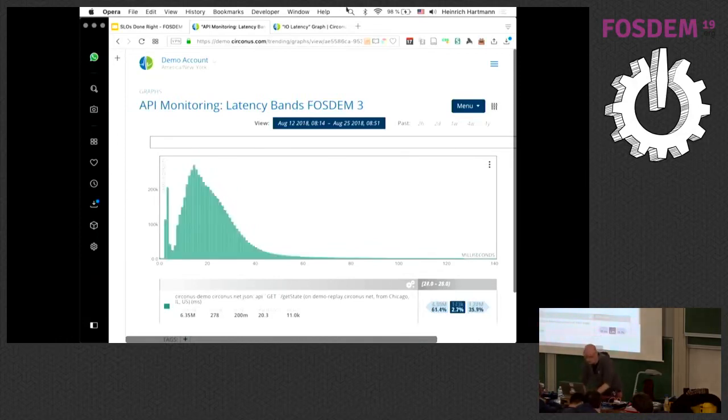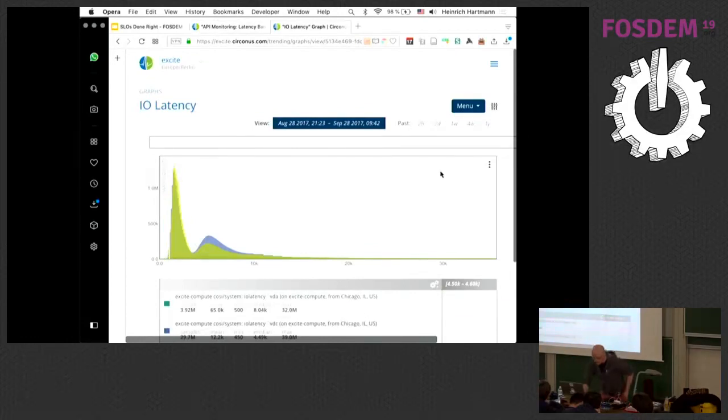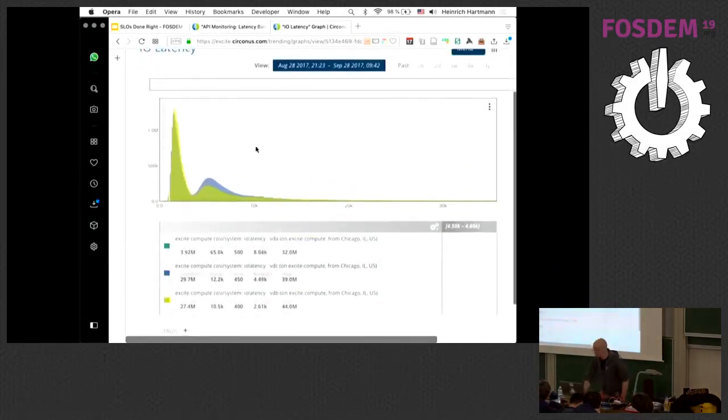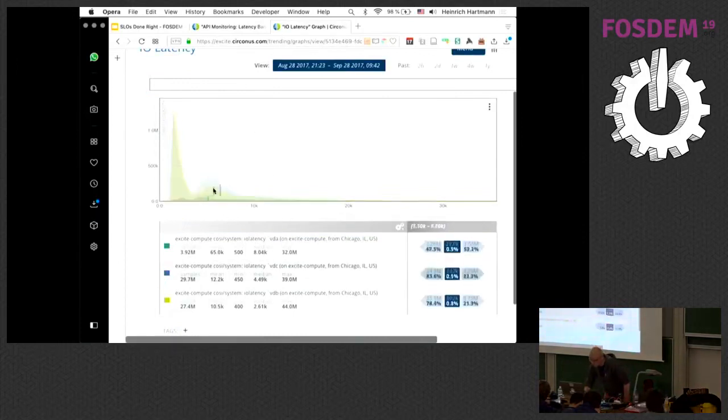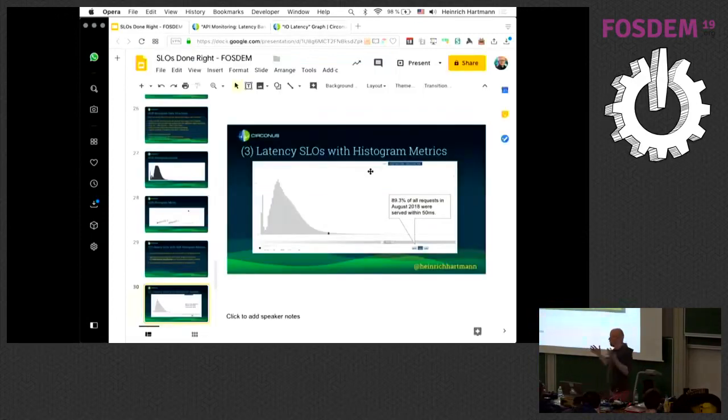And I can do that on high-volume APIs. So these are actually disk I/O, block I/O latencies over a month. It's not a highly loaded system, but you see 3 different disks. They each do block I/O requests, and I can see the latency distribution of all of them. So with this kind of technology, you can not only monitor web APIs, you can do low-level system APIs like syscalls or block I/O latencies, and still do aggregate SLOs on them.